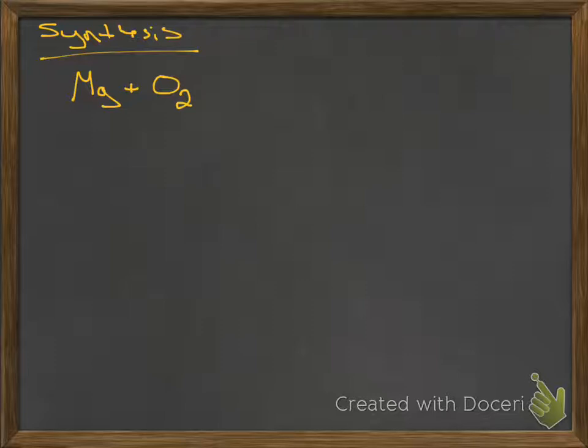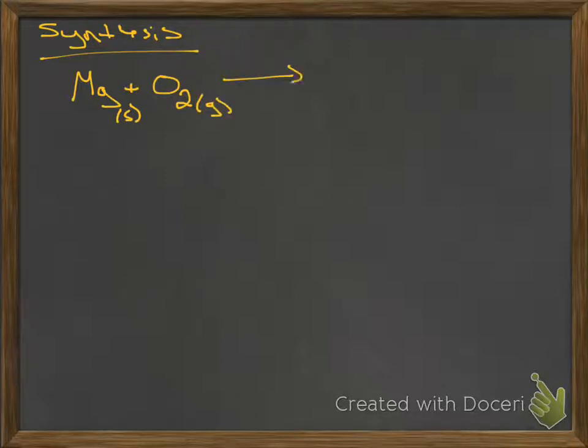So we'll start with small ones first. Let's start with the synthesis reaction. If you think of the word synthesis, it means combining things. It means bringing things together. So let's look at the combination of magnesium metal and oxygen gas. And you need a little bit of heat in order to make this reaction actually occur. I'm going to put the phases in here. If it's a metal, it's a solid. If it's a gas, it's a gas.